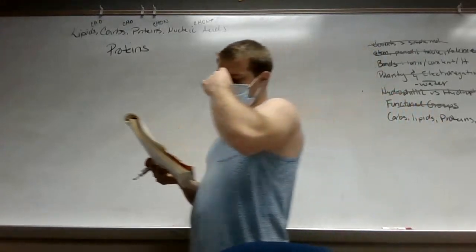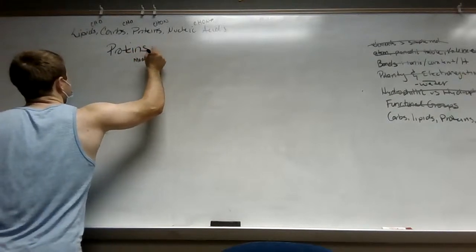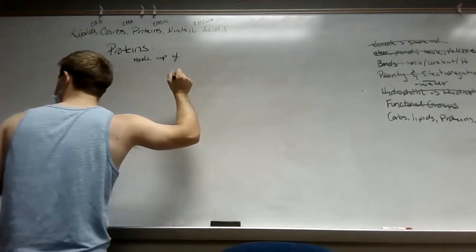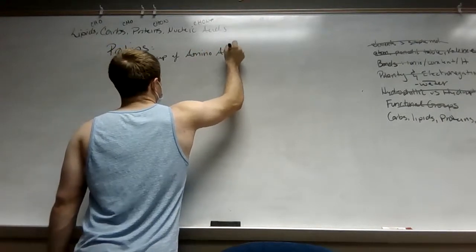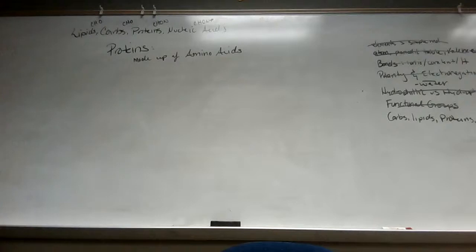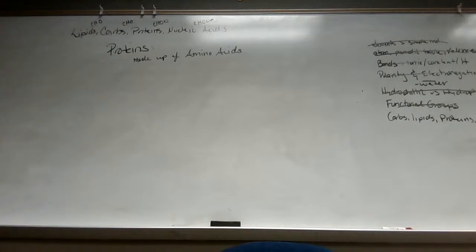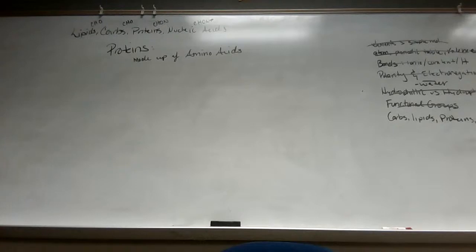Proteins are composed of what? Made up of amino acids. Amino acids are building blocks of protein. So similar to something like glucose to glycogen, amino acids are. We have 20 very common amino acids in the body that build up all of our various proteins.